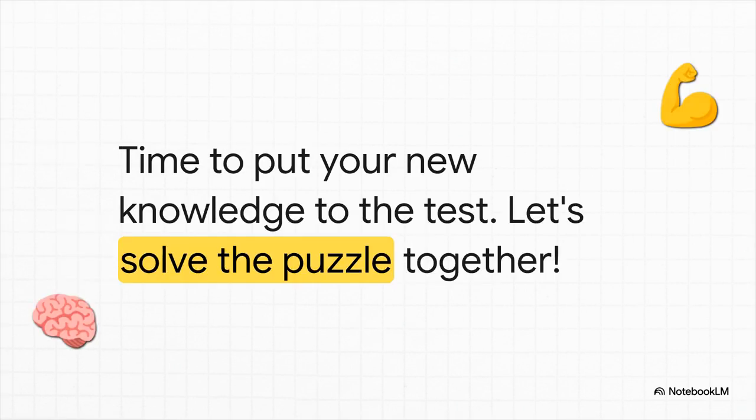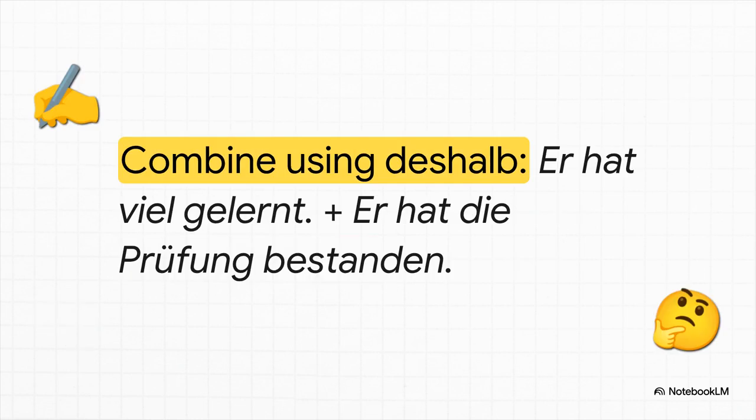All right, that's enough theory. You know the best way to really make something stick is to actually do it. So let's put this new knowledge to the test and solve a couple of these puzzles right now together. Okay, first up, he learned a lot, and as a result, he passed the exam. This is a pretty clear cause and effect relationship, right? So we're going to need deshalb. How would you put those two sentences together using our new verb mover rule?